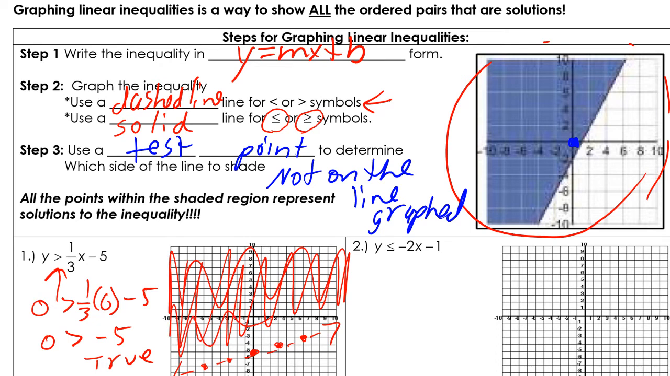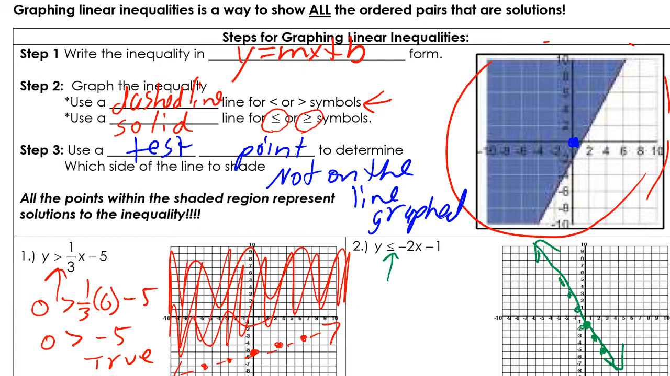Let's try another one. Again, y is already isolated, so I can graph the line. I pretend there's an equal sign there. First point goes at -1. Slope is -2. That means I go down to the right 1, down to the right 1, up to the left 1, up to the left 1. Is this going to be a solid line or a dotted line? This one's going to be a solid line because there's an equal bar underneath the inequality.